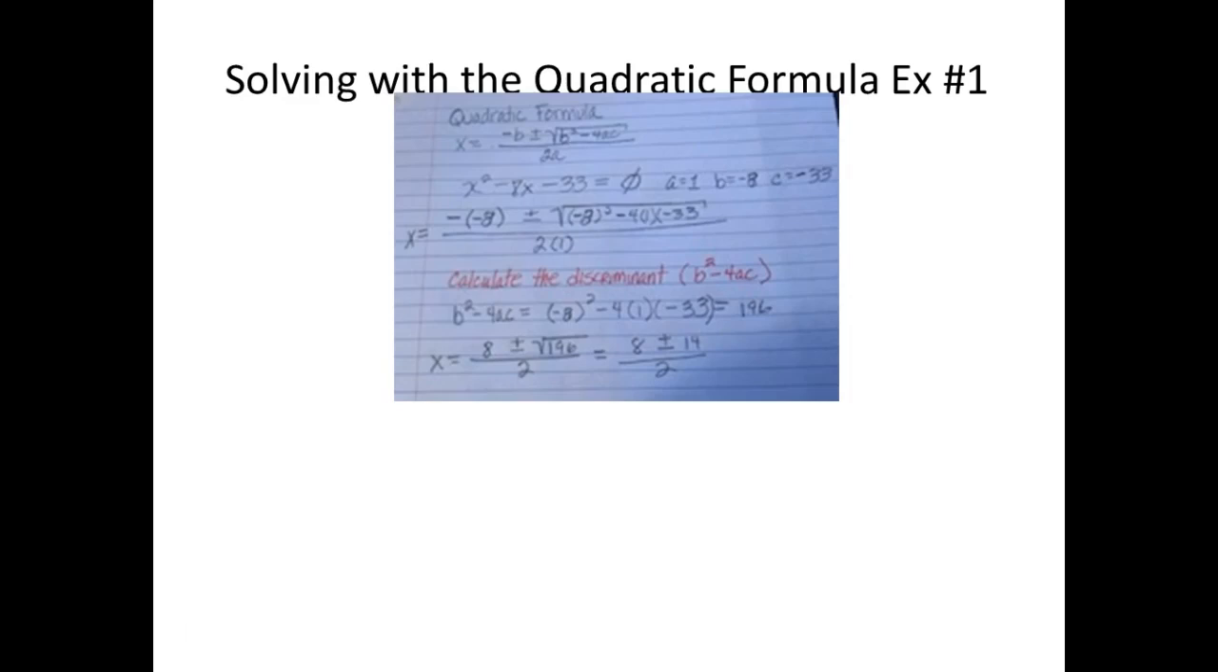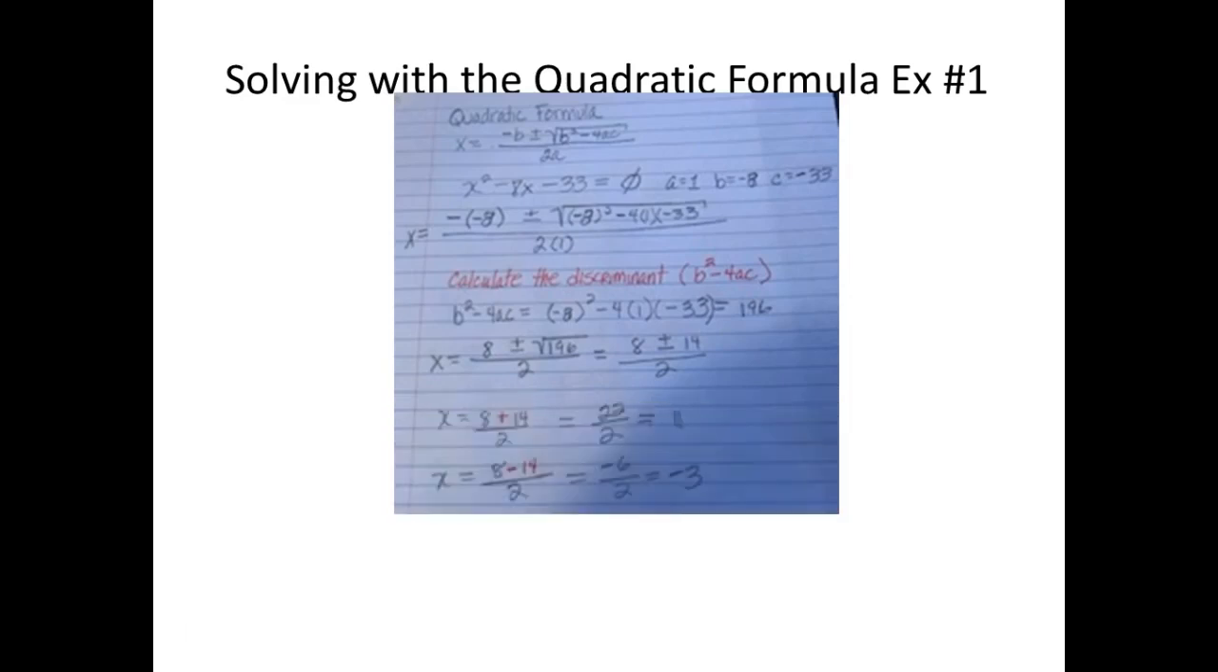I have two answers because of that plus and minus. I have x is equal to 8 plus 14 divided by 2, which is, it turns out, 11. And I have the negative case, the minus case. x is equal to 8 minus 14 divided by 2, which it turns out is negative 3.